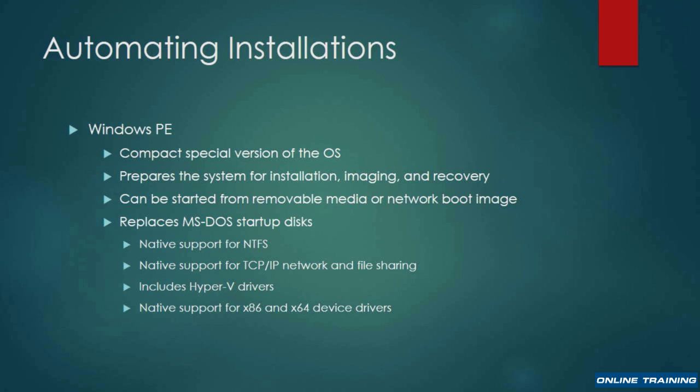Next would come Windows PE, and so we've discussed this briefly. It's a special version of the operating system. It is used here to prepare the system for imaging and installation. It can also be used in recovery scenarios. It replaces basically the old MS-DOS startup disks. You can start it from removable media.